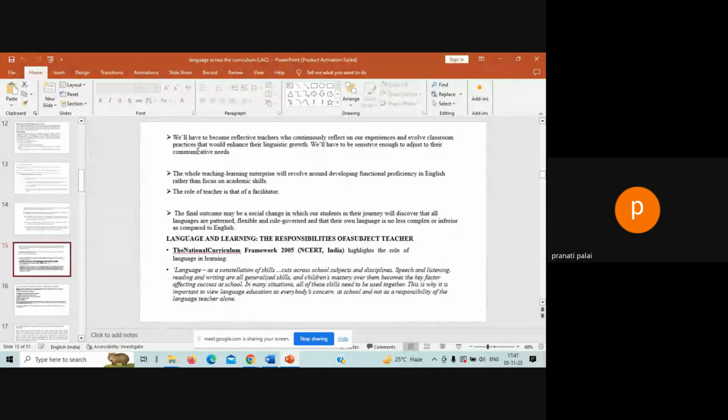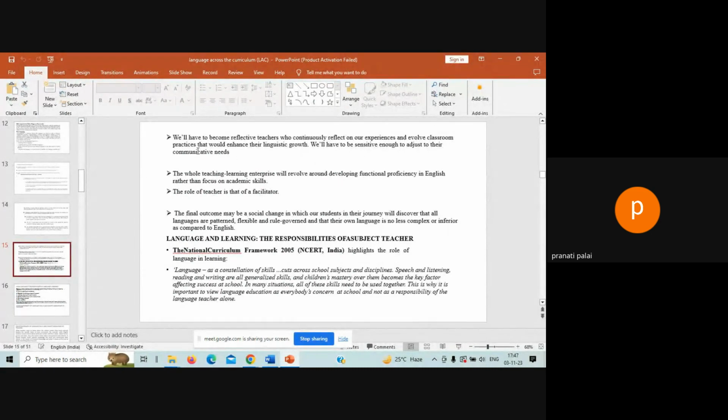That means the teacher must identify the learning difficulties and the learning needs of the child, and accordingly the teacher must give feedback, and must give some intervention so that the child will come out with a better outcome. The whole teaching learning enterprise will revolve around developing functional proficiency in English rather than focusing on academic skill.